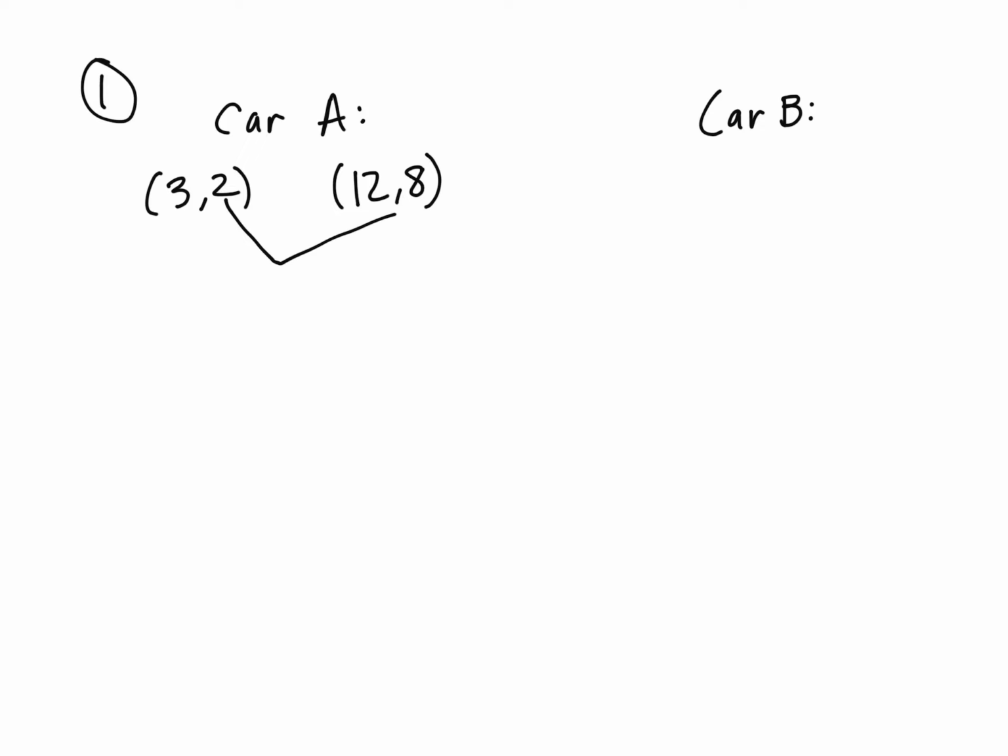So from 2 to 8, that's a change of 6. And from 3 to 12 is a change of 9. So the difference in the y values is 6, and the difference in the x values is 9. But if we reduce, we could see that that comes out to 2 over 3. And so that would be the same as taking the y divided by the x. That is the slope of the graph for car A. So car A travels 2/3 of a mile per minute.